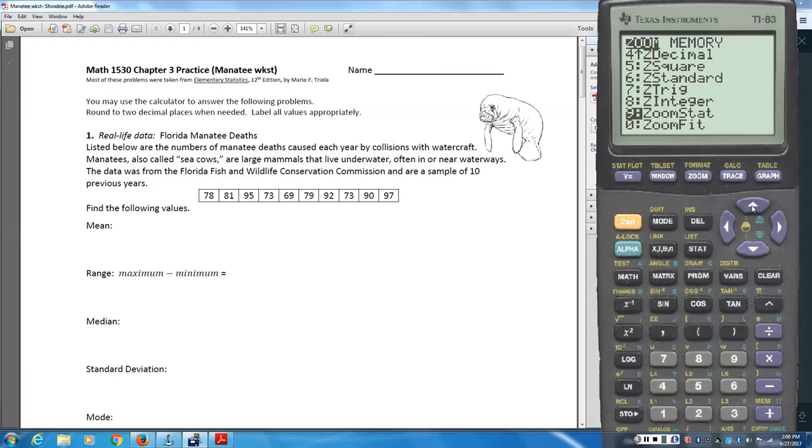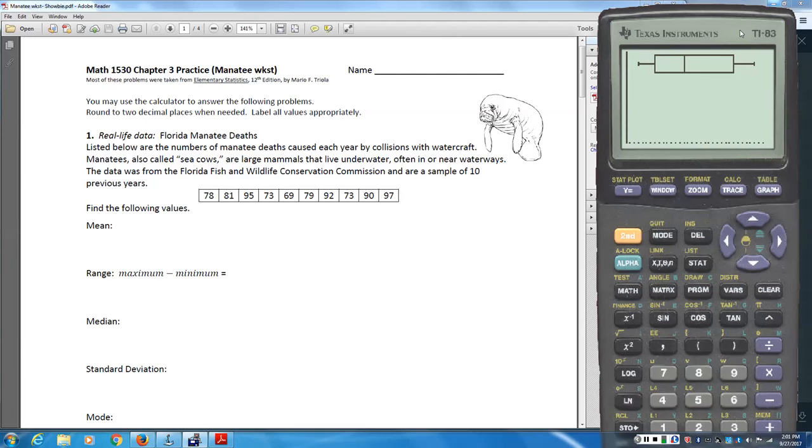Zoom 9 says Zoom Stat. That particular zoom is hooked to the stat plots. What Zoom 9 does is it looks at the data that you're trying to make a graph of. It calculates the lowest and the highest and other things that it needs to know to set up the window, and it sets the window for you rather than you having to set up your window. So when you get down to number 9, just hit enter or just type a 9 to start with. So here's your manatee box plot. Okay? There's your manatee box plot.